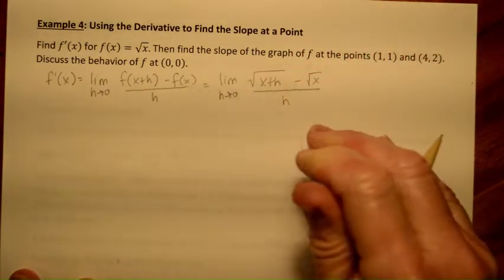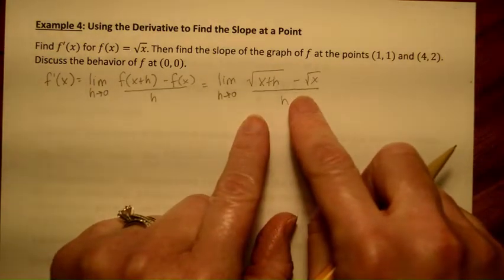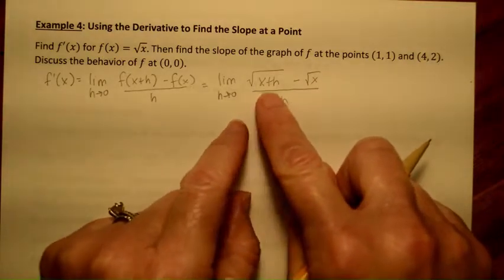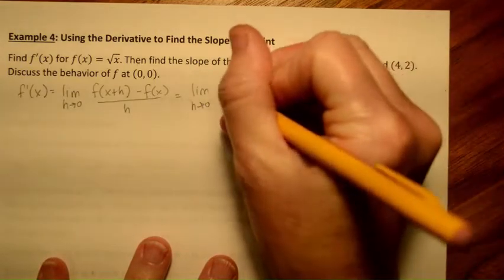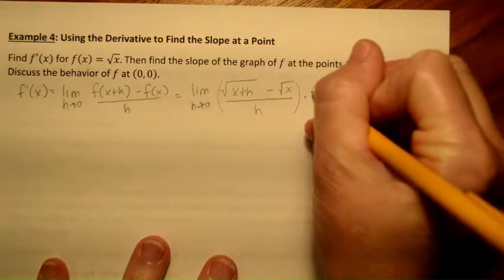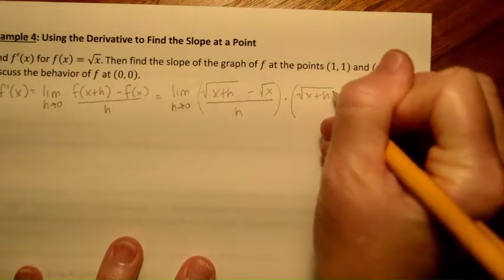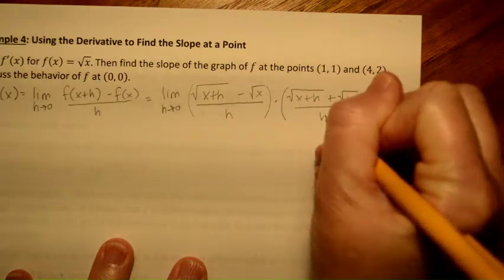Okay, this goes back to our work in the last chapter where we're trying to figure out how to take the limit with a radical in it, and our strategy there was to just multiply numerator and denominator by the conjugate of the numerator. So in this case, we're going to take this right here and multiply it by square root of x plus h plus square root of x all over h.